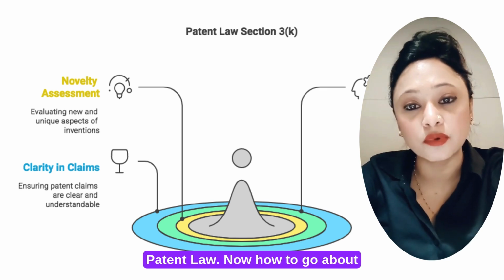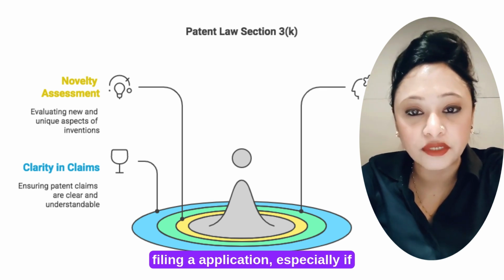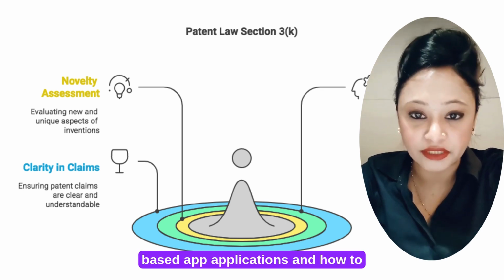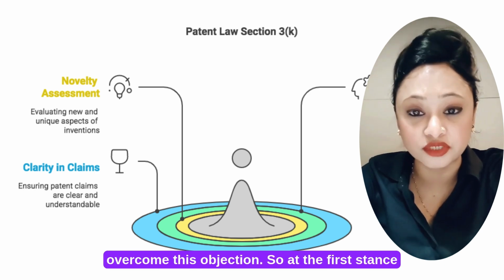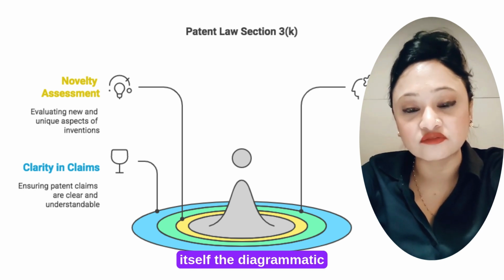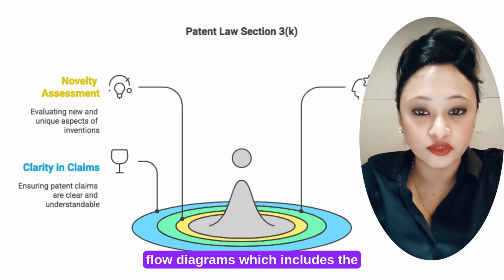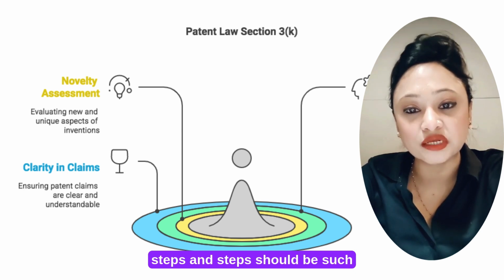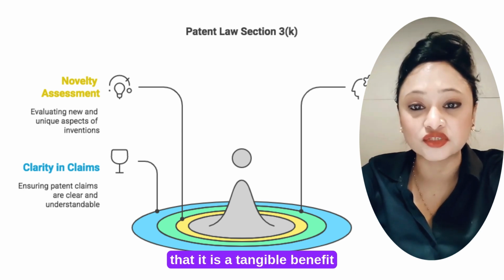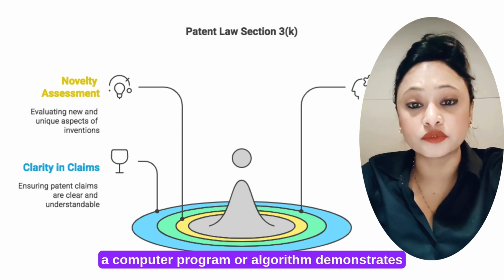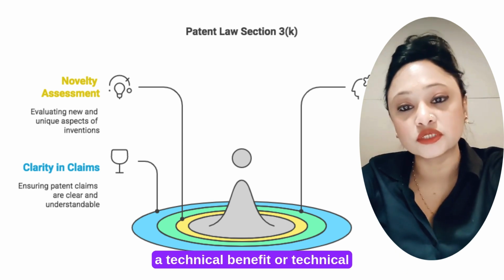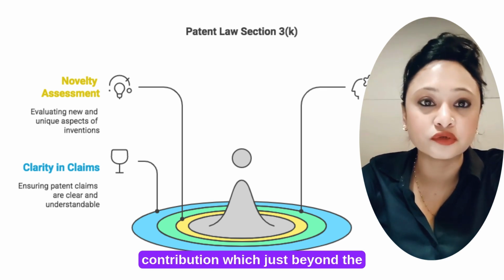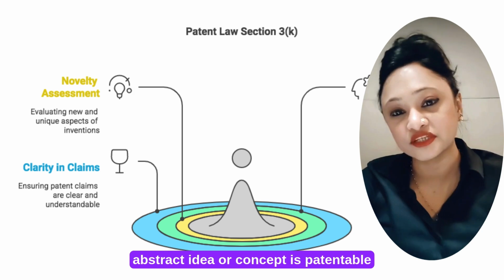Now, how do you go about filing an application, especially for mobile-based applications, and how do you overcome this objection? At the first instance itself, provide a schematic representation of the flow diagrams, which includes the steps, and the steps should be such that there is a tangible benefit. Wherever a computer program or an algorithm demonstrates a technical benefit or technical contribution which goes beyond the abstract idea or concept, it is patentable.